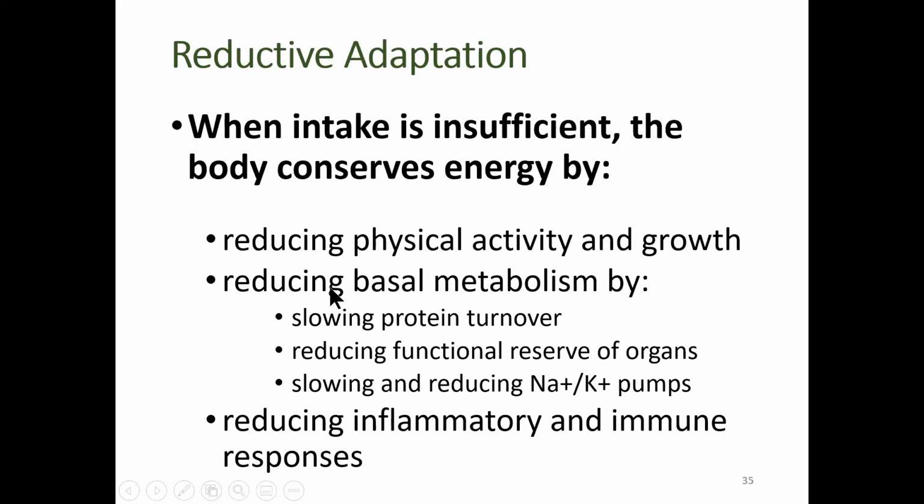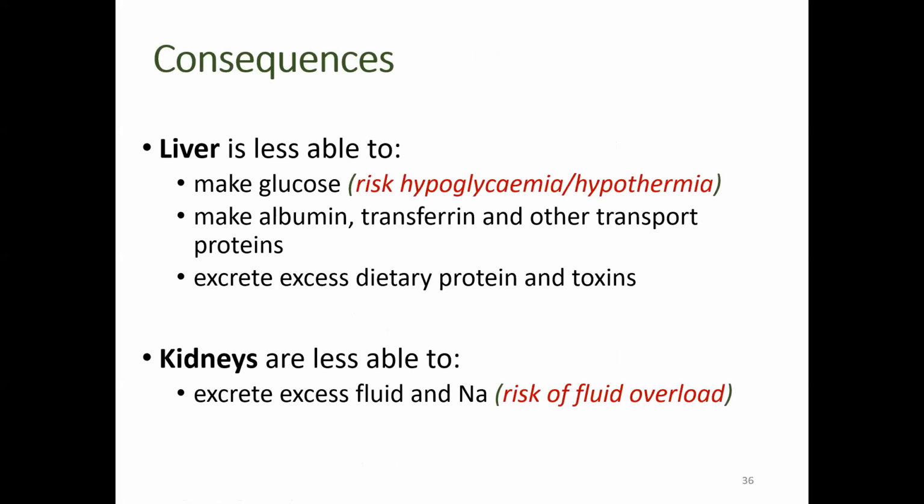And also there's reduced basal metabolism by slowing down protein turnover, reducing functional reserve of organs, and also reducing inflammatory and immune response. Reducing this immune response means these kids are also prone to infections. And what are the consequences of malnutrition? Starting from the liver, it will be less able to make glucose. When the liver is unable to do gluconeogenesis, they are at risk of hypoglycemia and also risk of hypothermia, which is one of the complications that will kill these children with malnutrition.